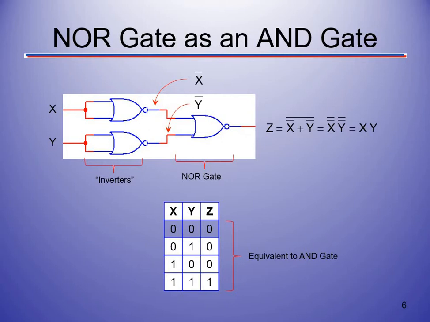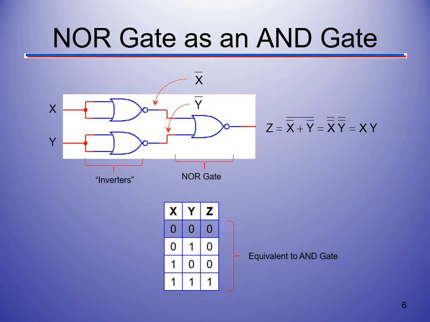So the setup is what you see here. We are going to invert the X and the Y signal using a NOR. We're going to take the outputs of those signals and send them into the next NOR. Those signals translate to what we have on the right.